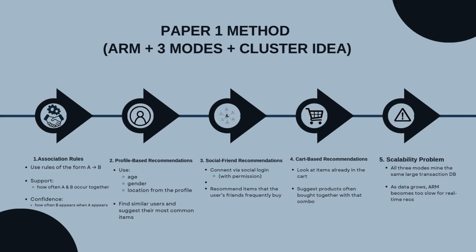One, profile-based recommendations that use age, gender, and location. Two, social friend recommendations based on what your friends buy. And three, cart-based recommendations that look at items already in the basket and suggest common add-ons. All three modes mine rules from the same large transaction database. So as the data grows, plain ARM becomes computationally expensive and too slow for instant recommendations.